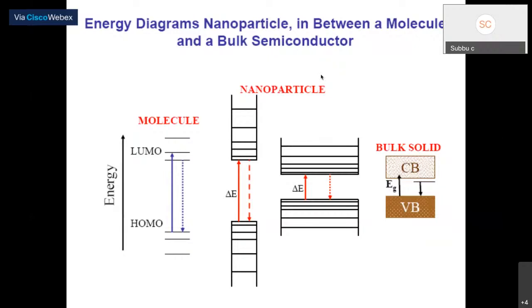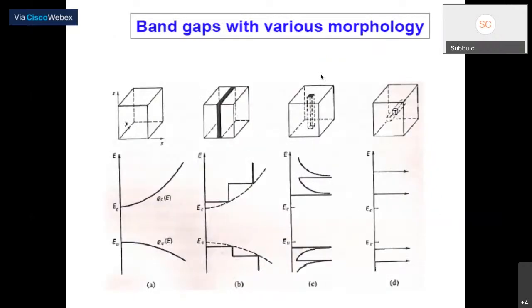If you take a bulk metal versus a nanometal, the only difference is what's listed here. The third one shows basically a bulk solid. The first one is simply a molecule. So in between you have nanoparticles. These things will show a difference.